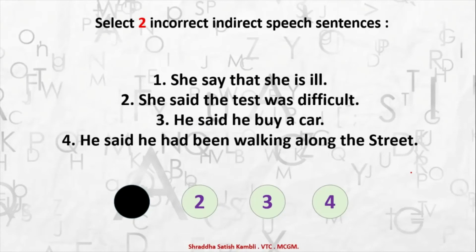What about the other one? I think sentence number 3 also is not correct. He said he buy a car, which is again not correct. Okay, so in this fashion, you pick up 2 incorrect sentences which are an example of indirect speech.